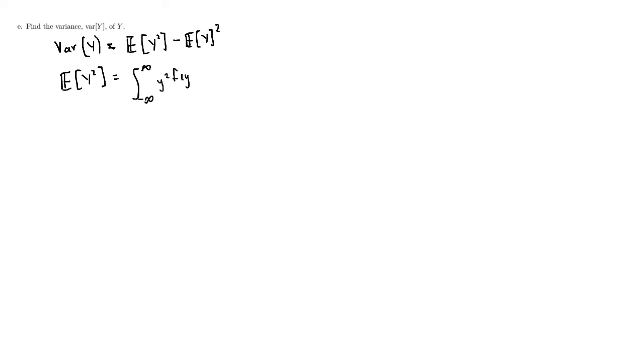Now, part E of this question asks us to find the variance of y. So the variance of y can be found using this formula. It's equal to the expectation of y squared minus the expectation of y all squared. So we want to find the expectation of y squared. That is given by this formula: the expectation of y squared is equal to the integral over all the values of y squared times the PDF of y.